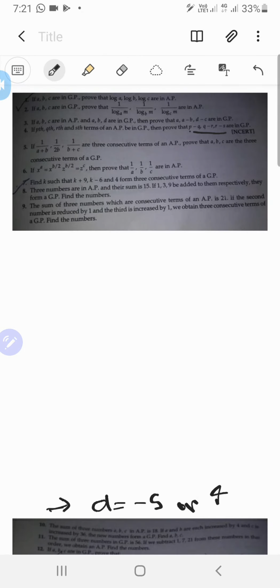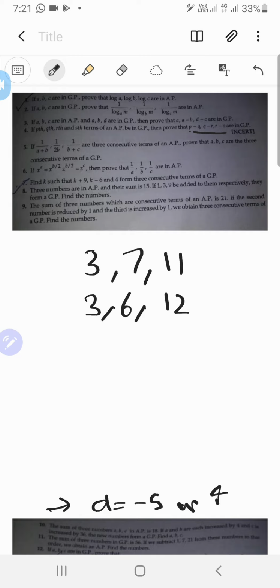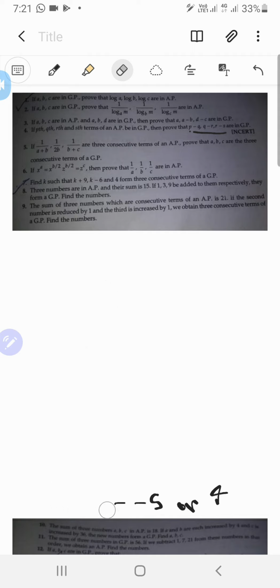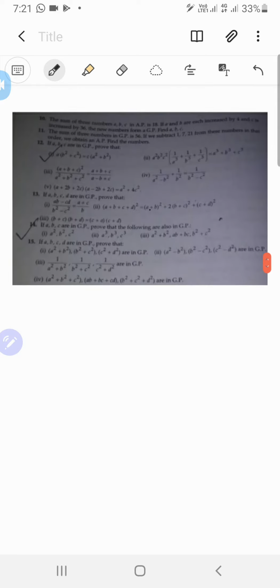If the common difference is 4, the middle term is 7, so in that case you will get 3, 7 and 11. So when we modify it, we reduce 1 from 7 to get 6 and add 1 to 11 to get 12. This is also a GP, so that is also correct. Okay, I think that's it. That was the last question for this page. Let's go to the next page.